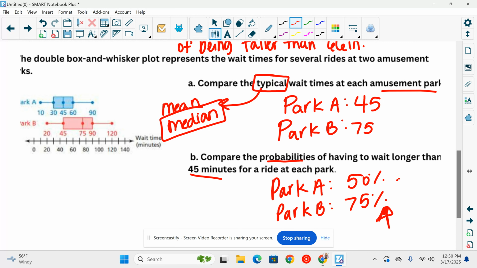You need to make sure that you review theoretical and experimental probability. You need to make sure you review likelihood and all those things.